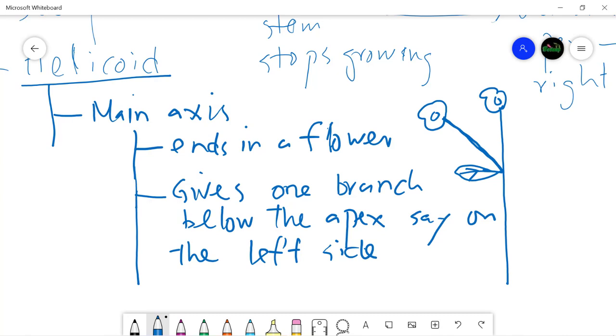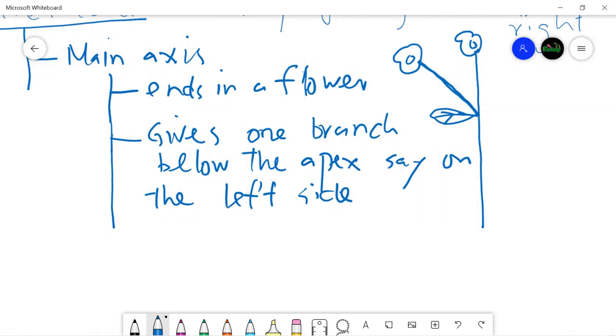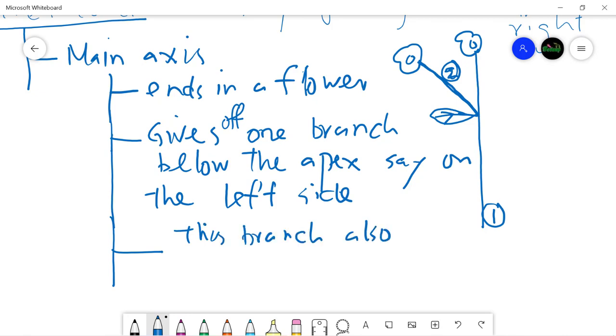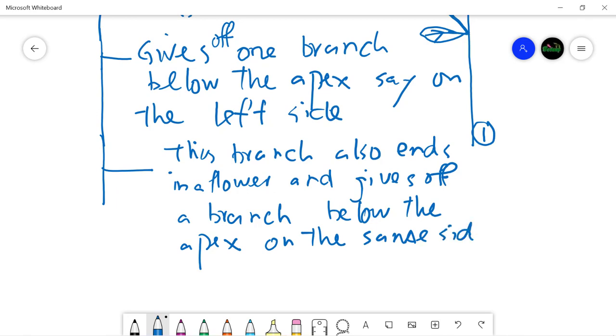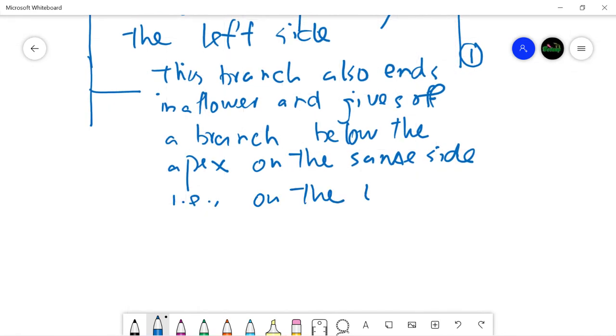Up to this point, the branching pattern is the same as far as both scorpioid and helicoid are concerned. But the difference is next. This is the first or the main axis, and this is the first daughter axis or second branch. This branch also ends in a flower and gives off a branch below the apex, but on the same side, and that is on the left.